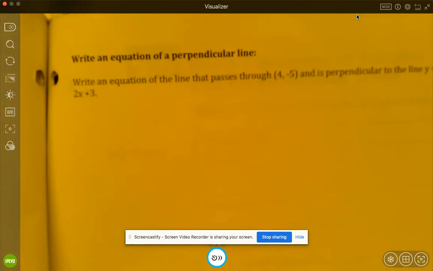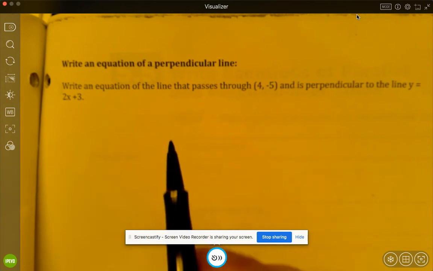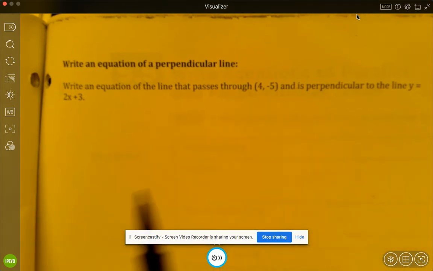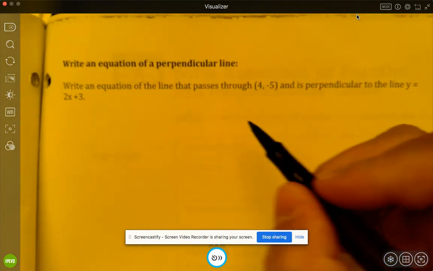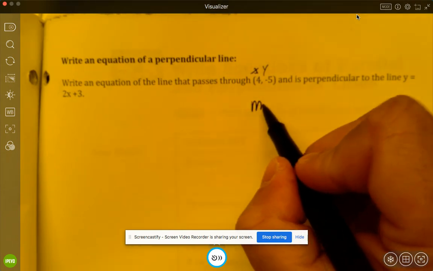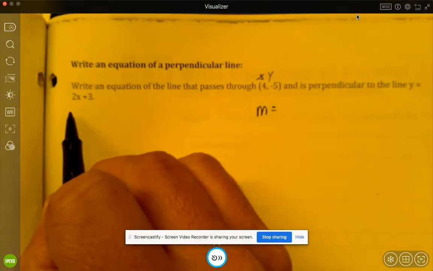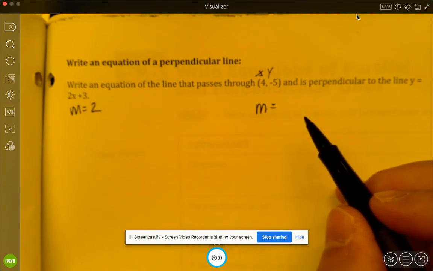So in this last example, I might get cut off by people coming back from lunch. It says write an equation of a line that passes through this point that's perpendicular to that. So I can use point-slope for this. So this will be my x, this will be my y, and my slope here is 2. So the opposite reciprocal of 2.